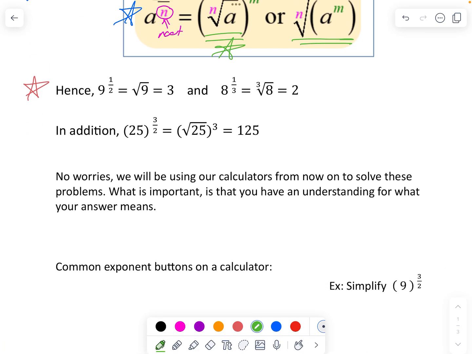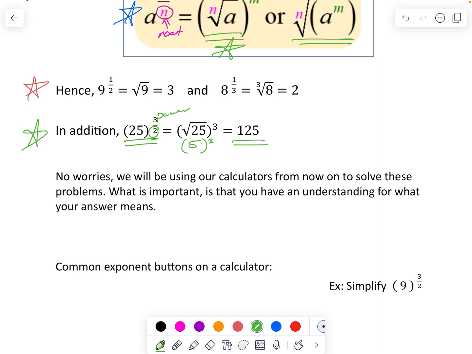And so we can see this example right here. So 25 to the 3/2 means the square root of 25, and then all of that raised to the third power. And it does equal 125, because the square root of 25 is 5, and then if we raise that to the third power, we get 125.